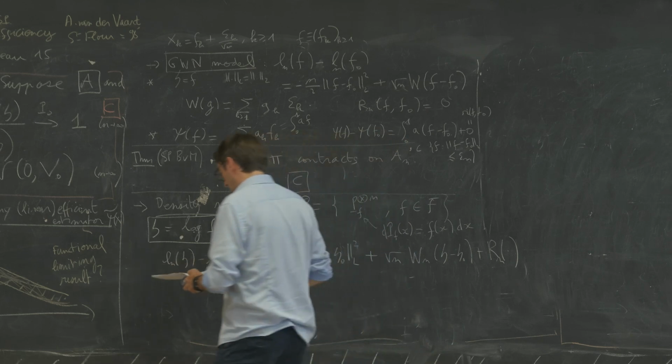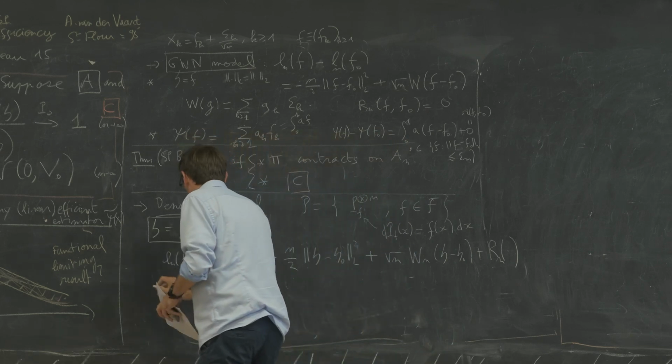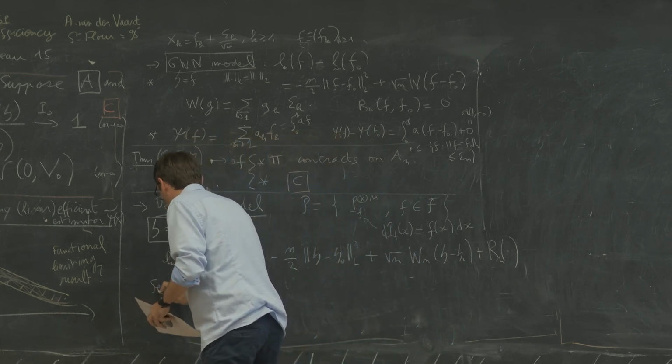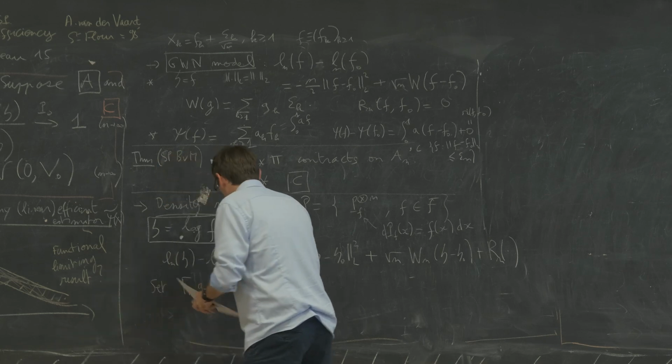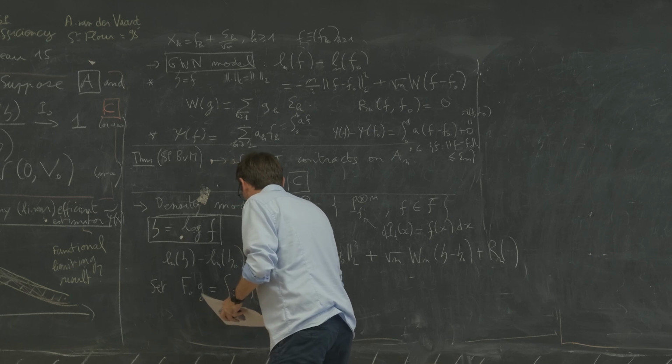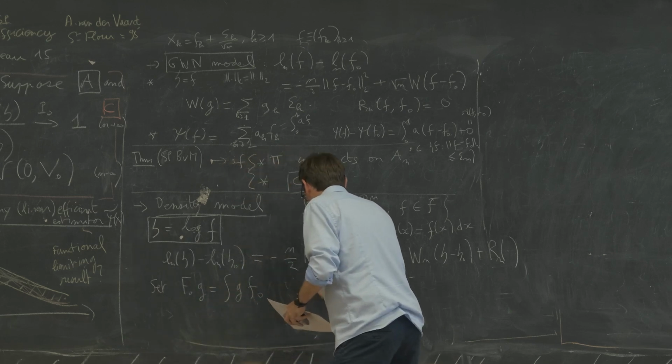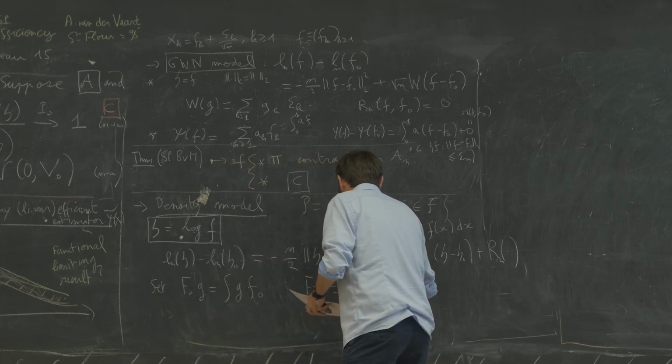Then I need to introduce some notation. F naught of g will be the integral of g f naught, and F of g will be the integral of g f.